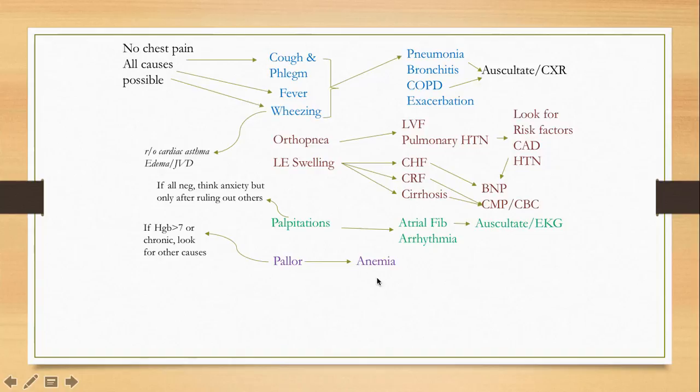So whenever you see pallor, check for anemia. Of course, do the CBC, look for acute and chronic causes of blood loss or dietary deficiency. So we talked about all of that, and the test would be hemoglobin. This is how you can go down the list of your questionnaire.